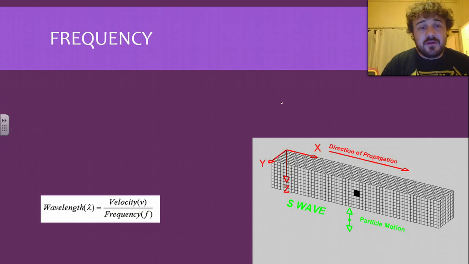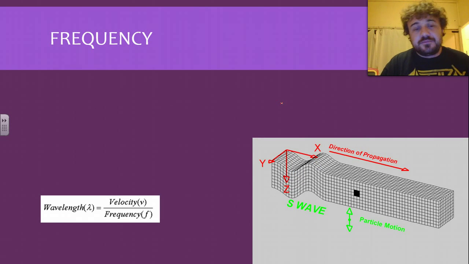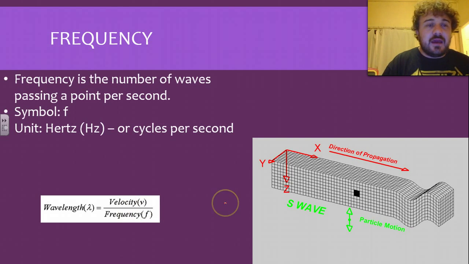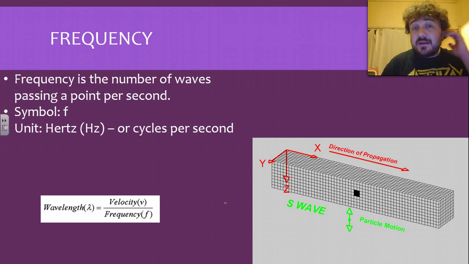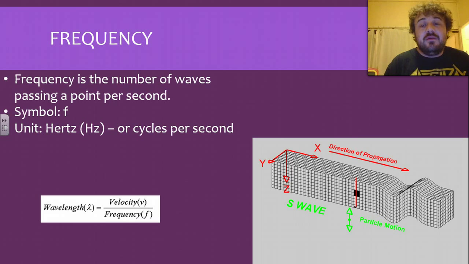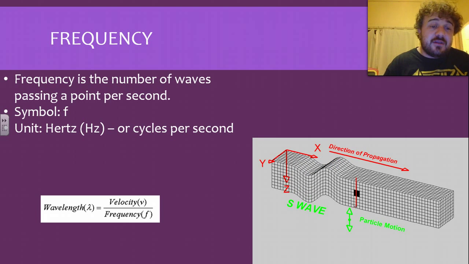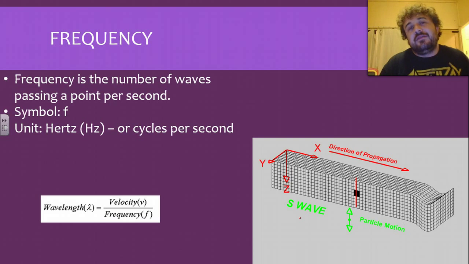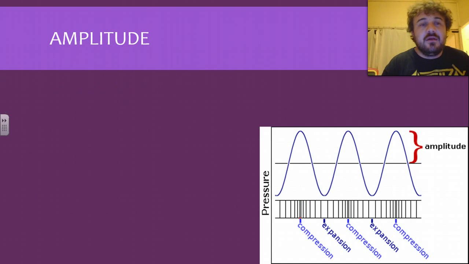Let's get on to frequency. We could use this formula here to work out the frequency, and basically the frequency is the number of waves that go past a point. So if we go to point A there, it's the number of complete waves that go past that point every second. The symbol is F, so that's the symbol we put into our equation down here, and the unit is hertz, or cycles per second.